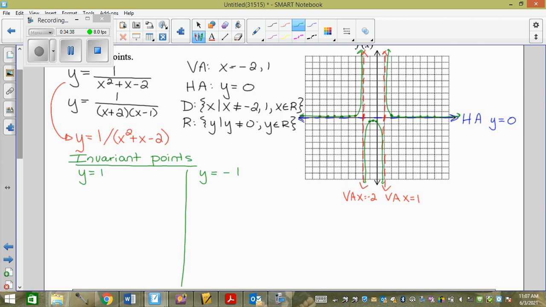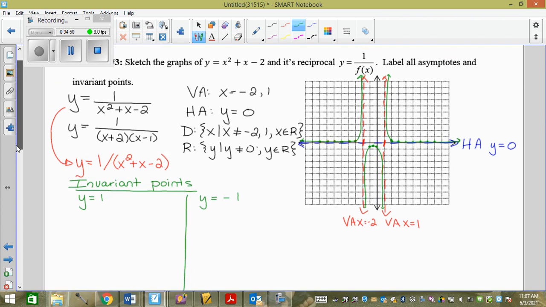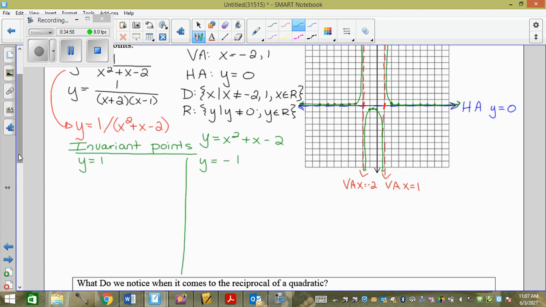Now, what do we always put them into? The reciprocal graph or the original? The original because it's easier. You could put them into the reciprocal, but they're going to get you the same thing, so why put it into the harder one? So my original is y equals x squared plus x minus 2. I'm going to put it into there. So I'm going to go 1 equals x squared plus x minus 2.